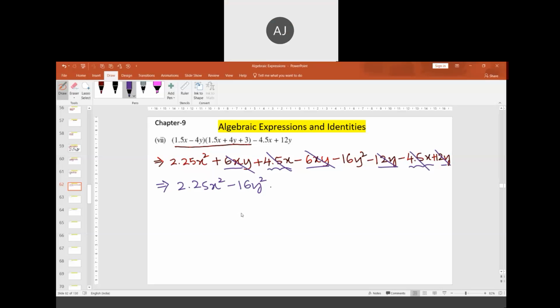See, the question was to find the product. We have found the product. If the question is to factorize, this can be written as 1.5x whole square minus 4y whole square. The a square minus b square identity can be used. Since the question was to find the product, we have to end at this stage. Okay, sir.